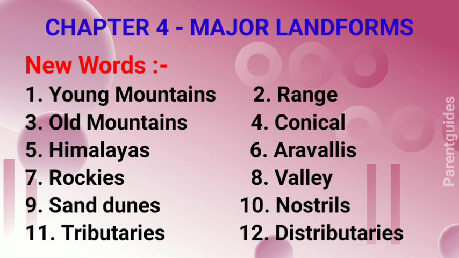Chapter 4. Major Landforms. New words. 1. Young mountains. 2. Range. 3. Old mountains. 4. Conical. 5. Himalayas. 6. Aravallis. 7. Rockies. 8. Valley. 9. Sand dunes. 10. Nostrils. 11. Tributaries. 12. Distributaries.